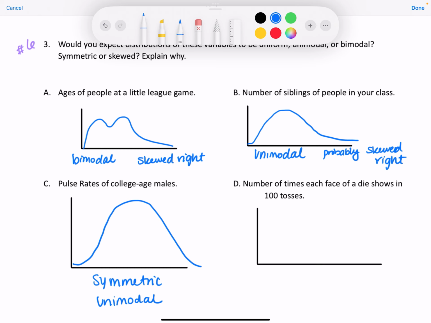All right, number of times each face of a die shows in 100 tosses. I'm just gonna draw a flat line, because each face of a die is equally likely. How many faces of a die are there? Six. So it's an equal probability. What is the probability of each one? 1/6. Okay, they're all the same, so it's really gonna be uniform, flat.